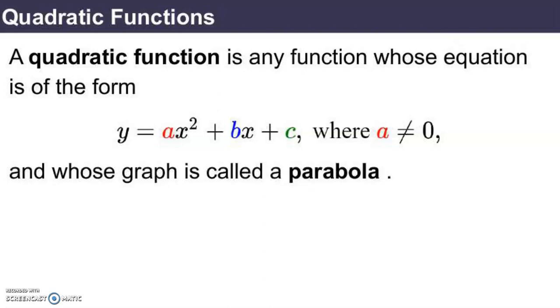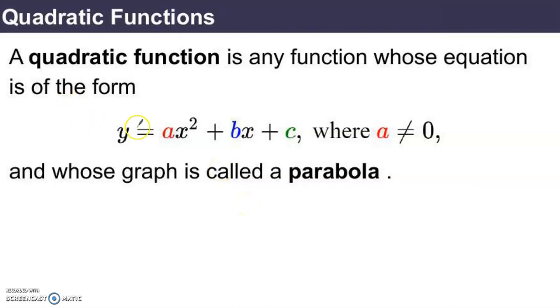So here is the definition of a quadratic function. A quadratic function is any function whose equation is of the form y equals ax squared plus bx plus c, where a is not 0, and where a, b, and c are real numbers. That should look familiar to you. That's the same definition we gave previously to a quadratic equation. This form of something x squared plus something x plus something else is generally what we call a quadratic form.